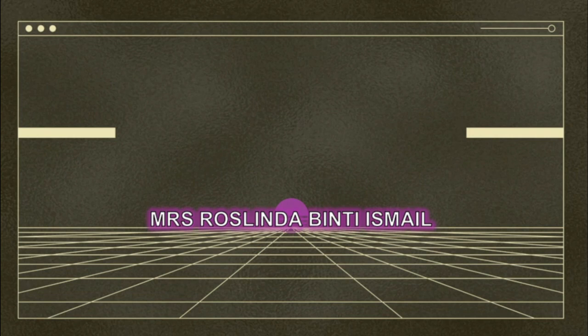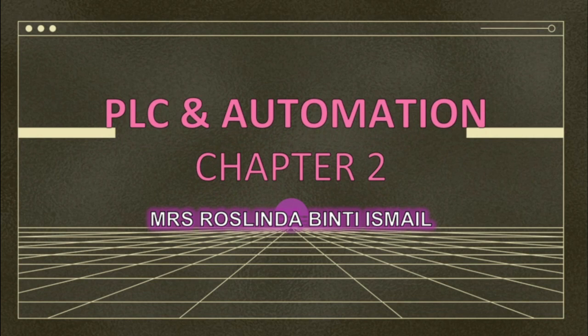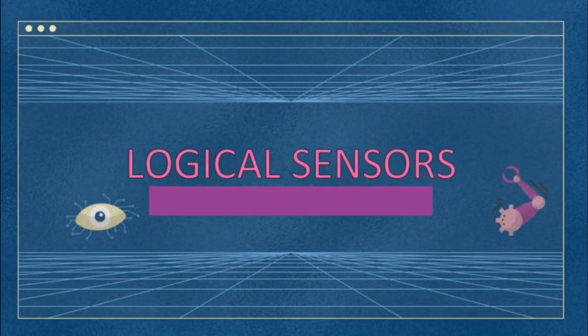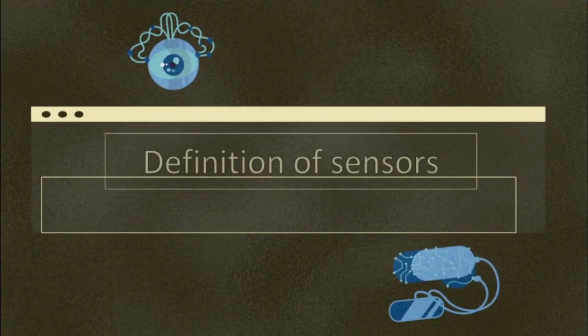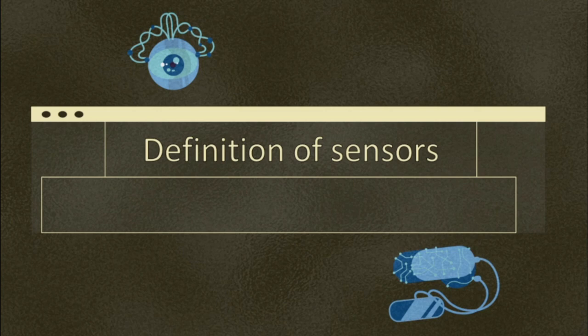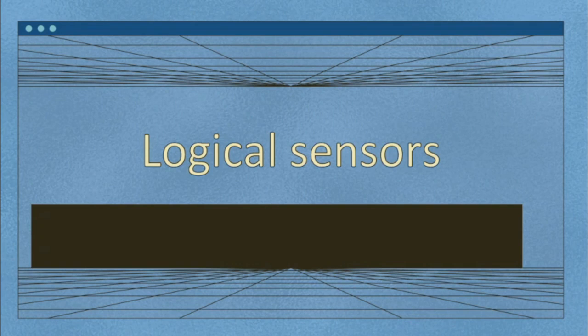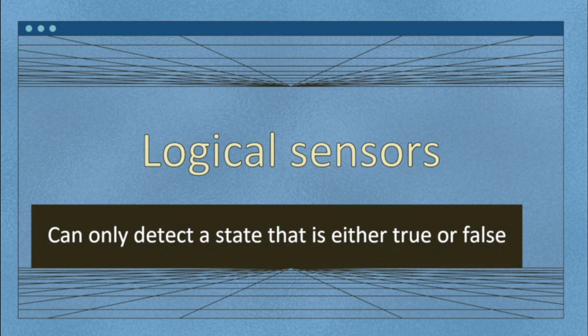Today we will continue our lesson in PLC and automation for chapter 2. Chapter 2 is about logical sensors. Do you know it? Definition of sensors: a sensor is a device that changes a physical stimulus into a measurable signal. Meanwhile, a logical sensor can only detect a state that is either true or false.